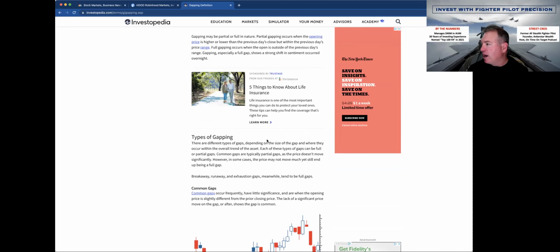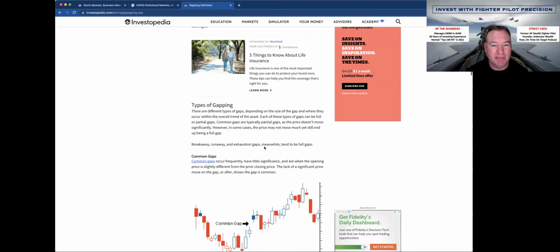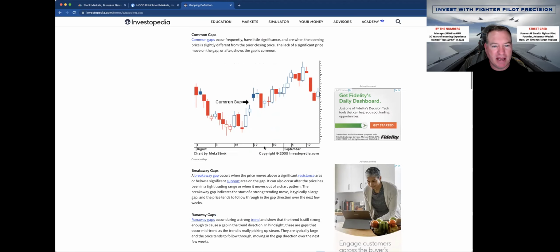Okay, yep. Robinhood's at 77 now, so up 65% on the day. That's insane. That's just insane. Good for them, good for everybody who's in it. Quite a move. All right, common gaps, there's some charts.